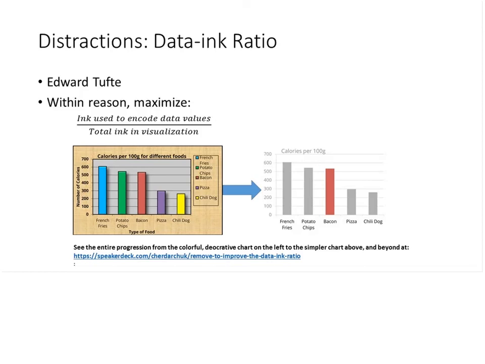And if you go to the link at the bottom of this page, it will actually show you an even further transition, taking it even beyond the visualization on the right. So the visualization on the right is using some of those preattentive principles to focus us in on bacon, for reasons that I'm not 100% sure of, although who can argue with bacon? And there are ways that you could take this even further and make this an even simpler, less ink-intensive visualization.